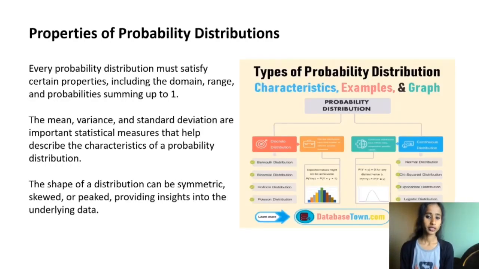Properties of probability distributions. Every probability distribution must satisfy certain properties, including the domain, range, and the probabilities adding up to 1. The mean, variance, and standard deviation are important statistical measures that help to describe the characteristics of a probability distribution. The shape of a distribution can be symmetric, skewed, or peaked, providing insights into the underlying data.